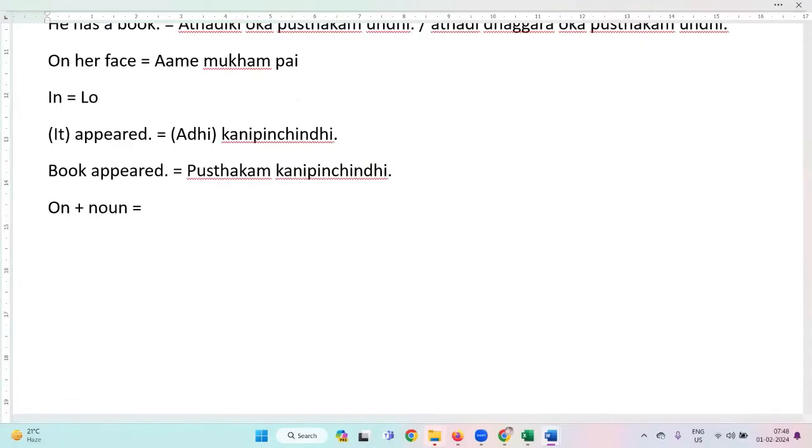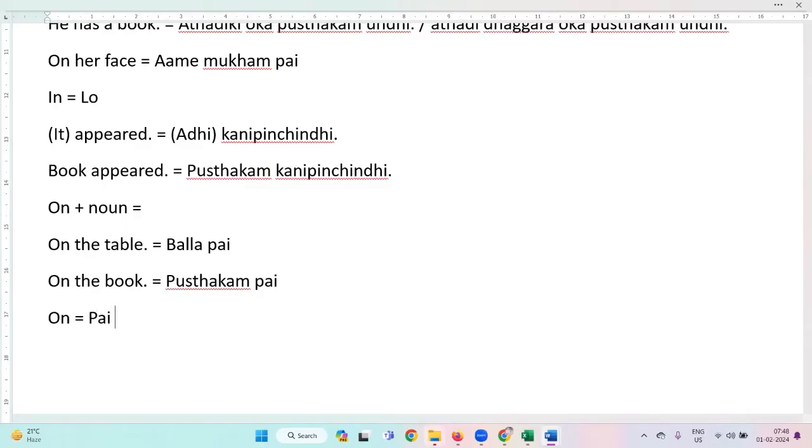Okay, so here you can write some, for example, on the table. These are like statements and the balla pai, on the book. So whenever you are practicing, you build your vocabulary like this. Pustakam, pustakam, pai. But here we have another meaning also. On means pai or mida. Those are interchangeable. You can say anyone. Balla pai or balla mida. Both are correct.